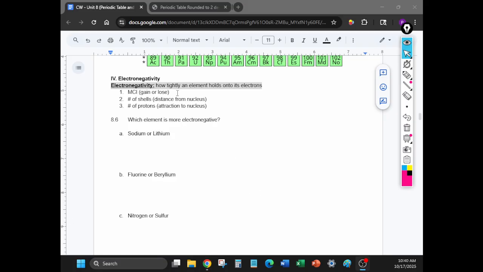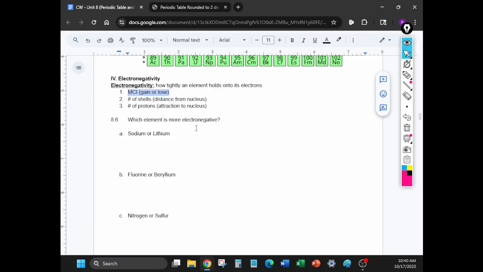So the first thing you want to look at when you're determining an element's electronegativity is, what is its most common ion? Does it want to gain electrons or does it want to lose electrons? Right? Because electronegativity measures how tightly an element wants to hold on to the electrons. Well, if it wants to gain electrons, that means it's going to hold on to the other ones pretty tightly, right? So the electronegativity will be higher. Whereas if you're trying to get rid of electrons, the electronegativity will be pretty low. So that's the first factor.